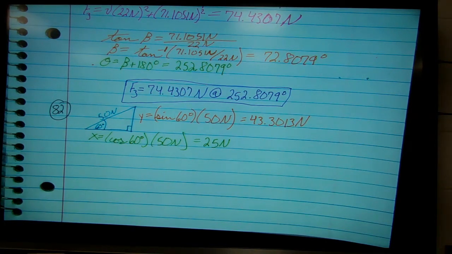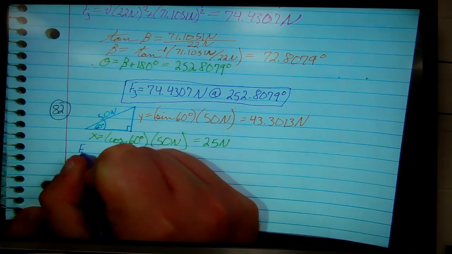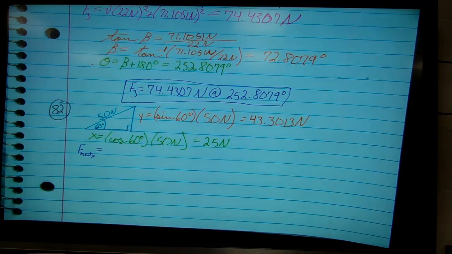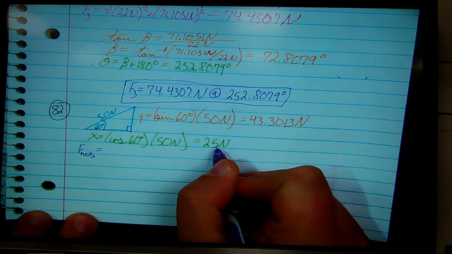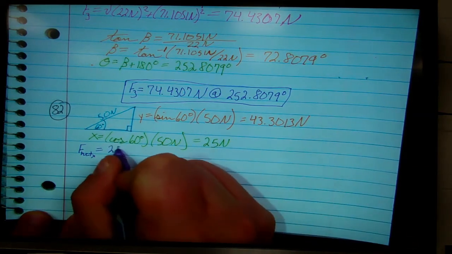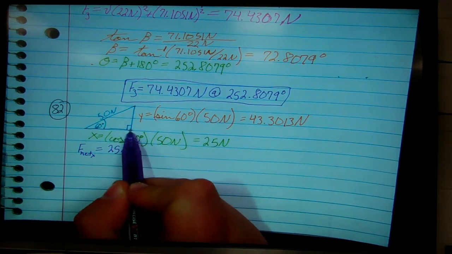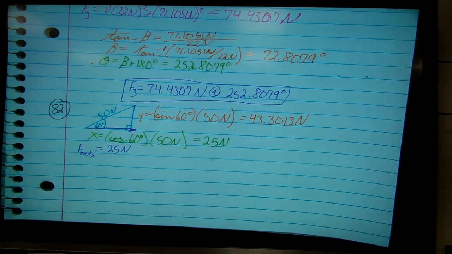So in this case, we have to find the net force in the x direction. This is equal to all those forces going on in the x direction. I have positive 25 newtons, and it's positive 25 newtons because that component vector in the x direction is literally going in the positive x direction. It's this one here.